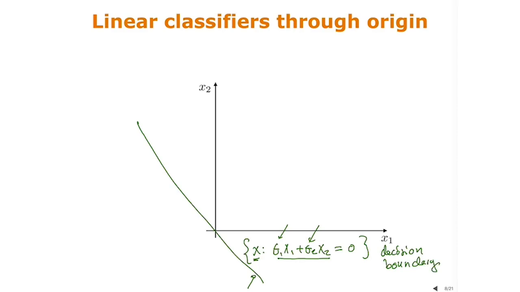All right, we can write this in vector form by introducing theta as a vector with two coordinates, theta1 and theta2. And x here is also a vector with two coordinates, x1 and x2. So we can just write down the decision boundary as all x such that the inner product or dot product between theta and x is equal to 0.